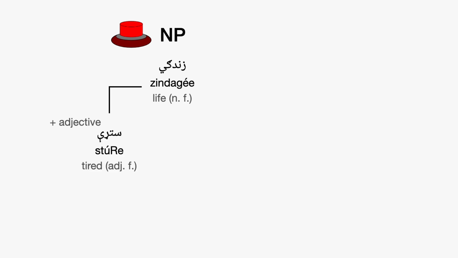A noun phrase can be more than just one word, though. It can be a whole phrase describing a noun. For instance, in the poem, he talks about zindagۍ, life. But he also adds an adjective to that. So he says it's a tired life. So we can build on our noun phrase by adding an adjective. In this case, ستړې. Notice that's the feminine form of that adjective. And then not only that, but he also adds an intensifier saying very tired life. ډېره ستړې زندګۍ. And notice ډېره also is the feminine form of that, because this all has to agree.